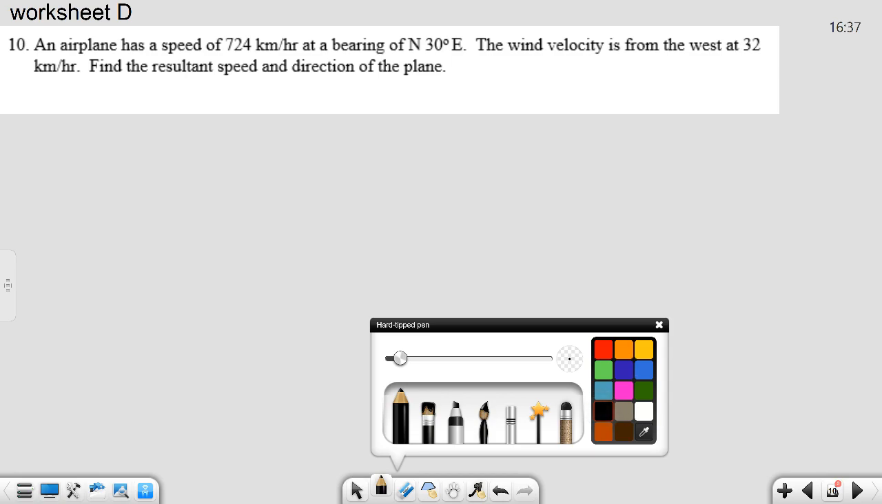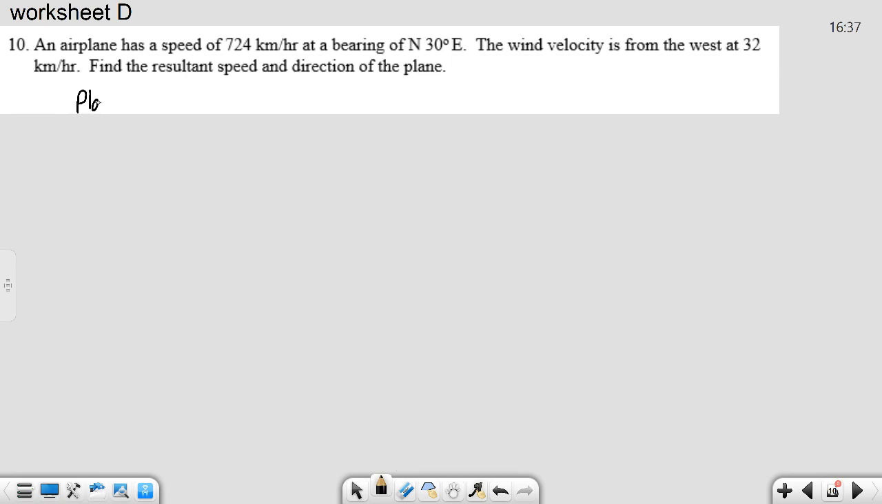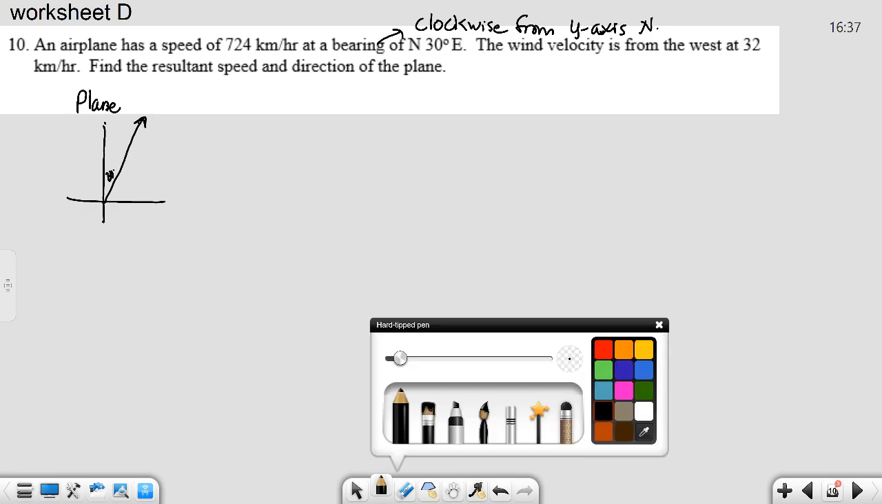All right, so I need to get a couple of things down pat first. Let's first look at the plane. Remember, bearings. These guys are clockwise from your y-axis, from the north. And it says north 30 east. So here's north 30 degrees east. So my bearing is 30 degrees from the y-axis. And there's my vector that's drawn.